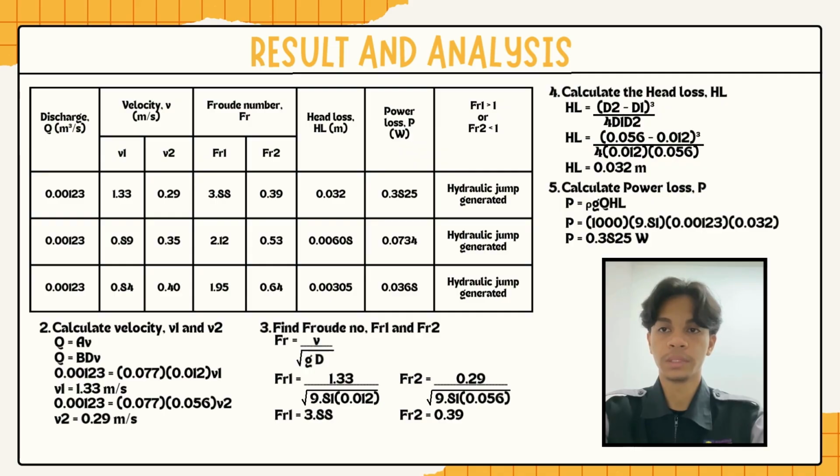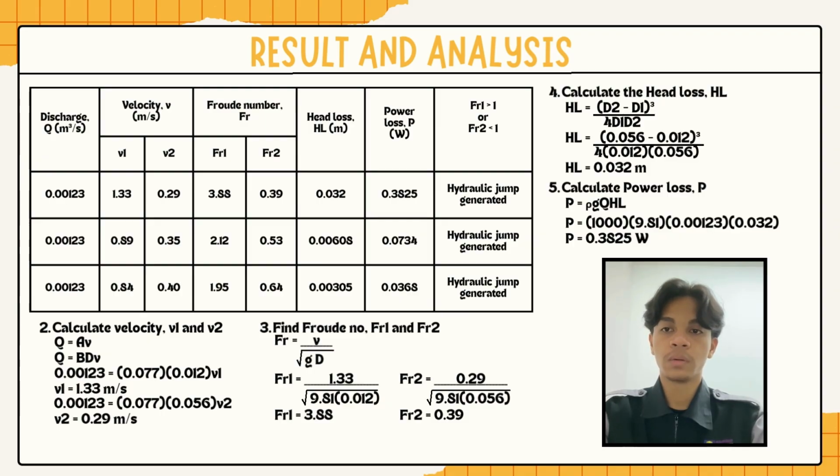Third, calculate Froude number 1 and 2 using the formula Froude number equals velocity divided by the square root of gravity times depth, and we get Froude number 1 3.88 and Froude number 2 0.39. Fourth, calculate head loss using the formula head loss equals (D2 minus D1) to the power of 3 divided by 4 times D1 times D2, and we got 0.032 meter.